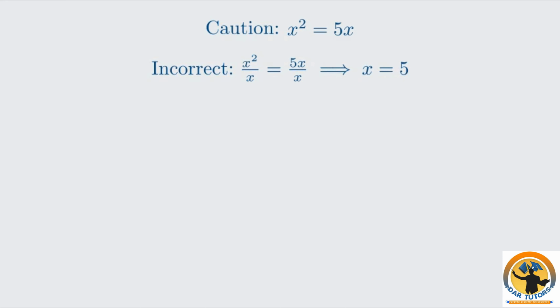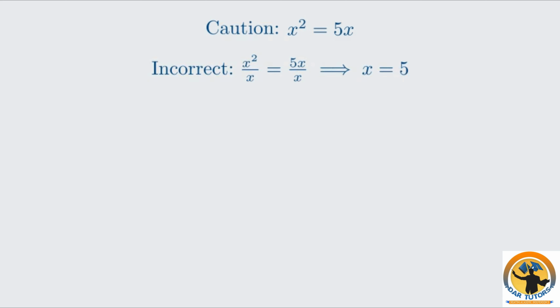Here's a very important caution when solving quadratic equations. Consider the equation x squared equals 5x. A common mistake is to divide both sides by x. If we do this, we get x equals 5. This is a solution, but it's not the only one. The problem is that we divided by a variable, x. If x were 0, we would be dividing by 0, which is undefined.